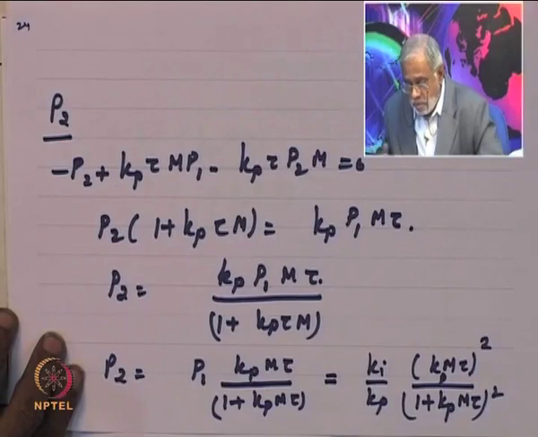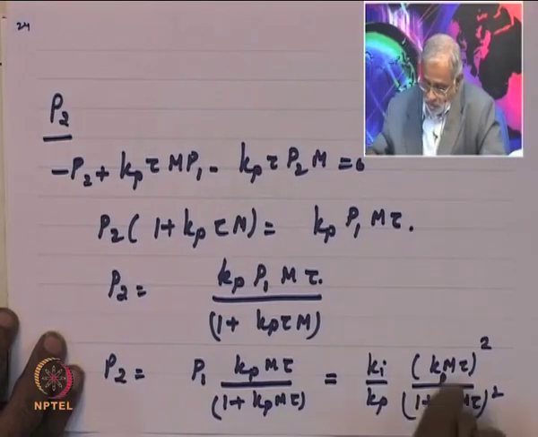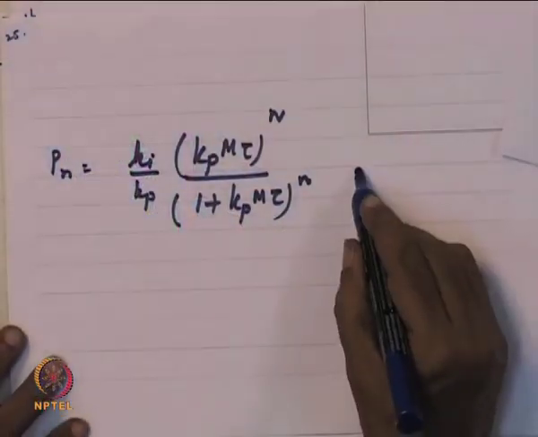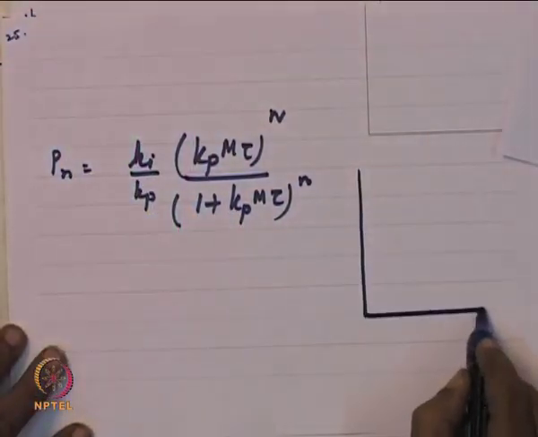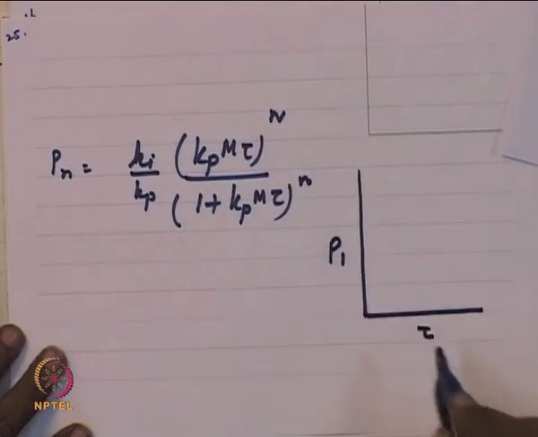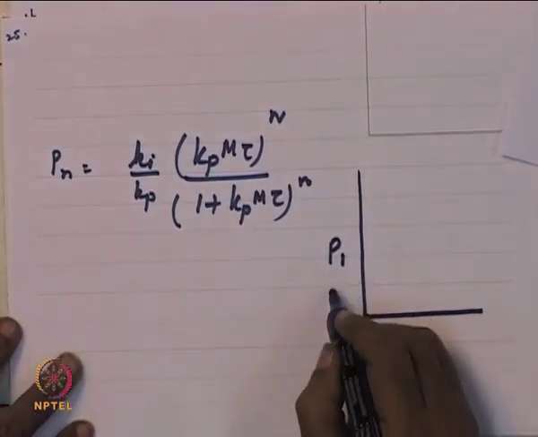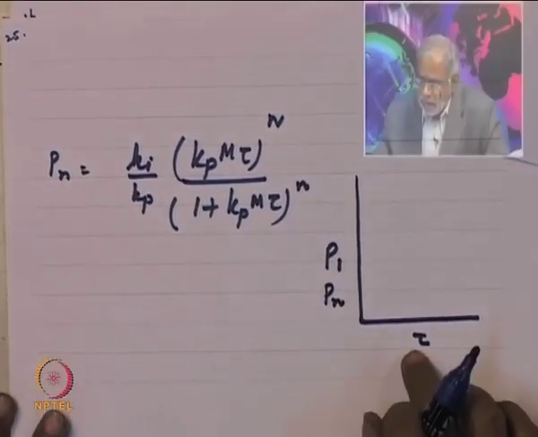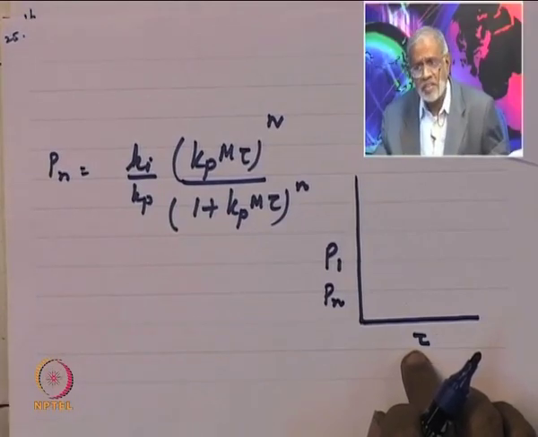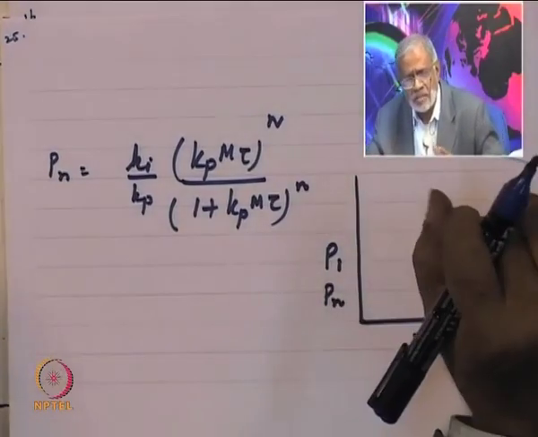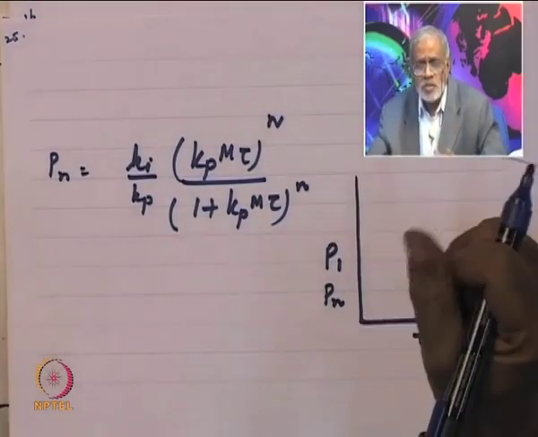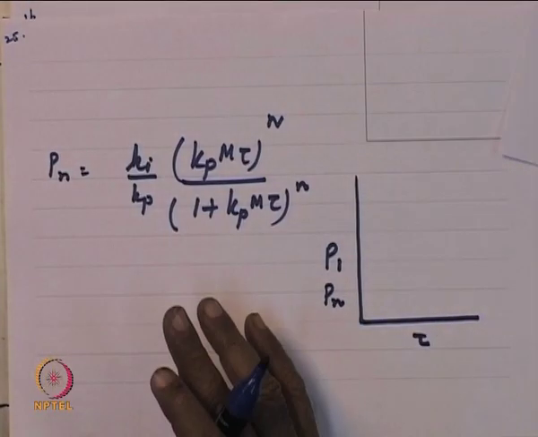K_p is the polymerization reaction rate constant, m is the concentration of monomer, and tau is the residence time. So, in a sense we can plot these functions, P_1 versus tau. Similarly, we can plot for P_2 and P_n and so on. And we can actually choose the residence time which is appropriate to our interest. So, essentially what we are saying is that we are now able to adjust the conditions of the stirred tank so that our product of interest is maximized.